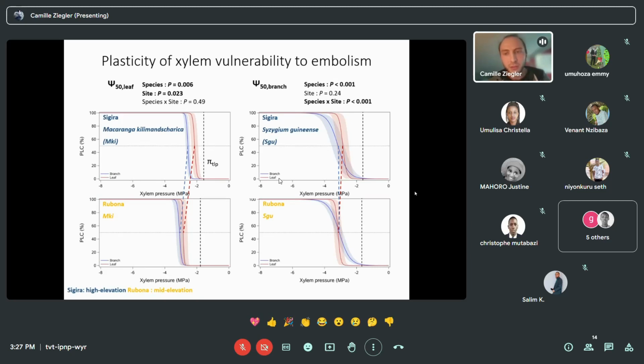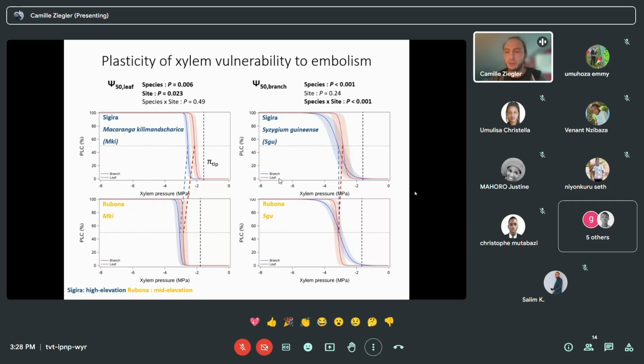On the right panel for Syzygium, you see a bit of the same pattern, but the plasticity for leaves was stronger than for stems. So you see that the distance between the blue curve and the red curve is almost non-existent in the low site of Rubona. So the vulnerability segmentation pattern is sort of constant. On the contrary, on the left side, Macaranga sort of conserved this distance between the leaves and stems. So these species are slightly different in vulnerability. Macaranga seems a bit more vulnerable than Syzygium.